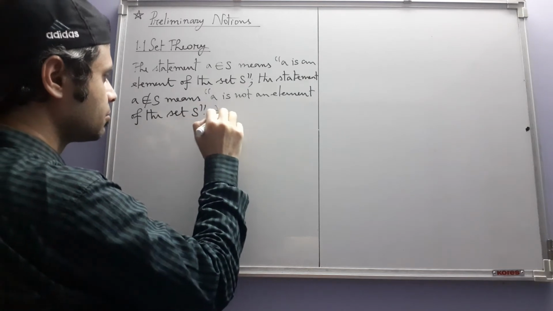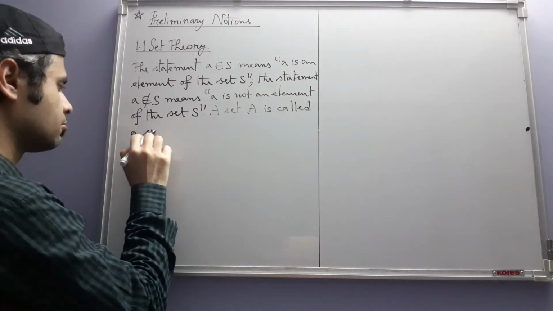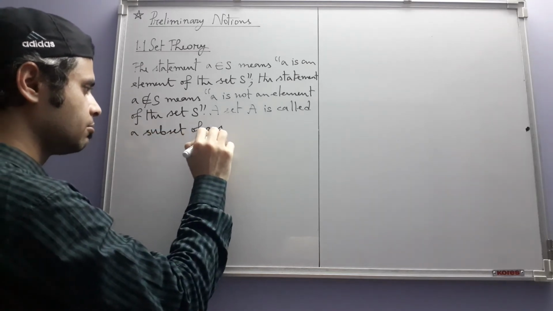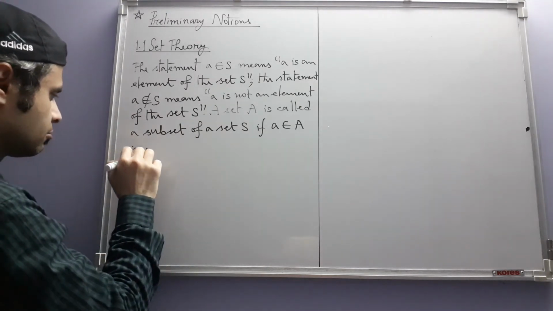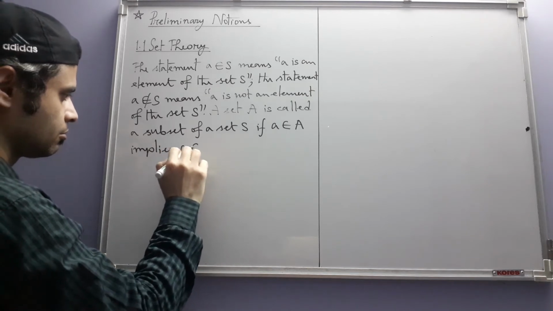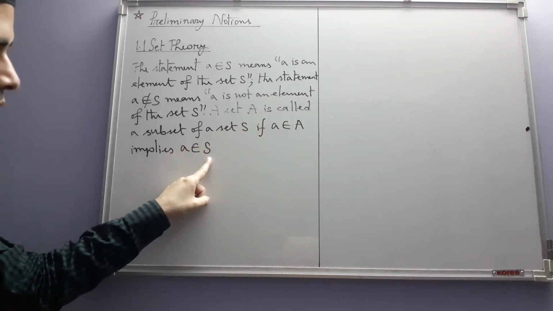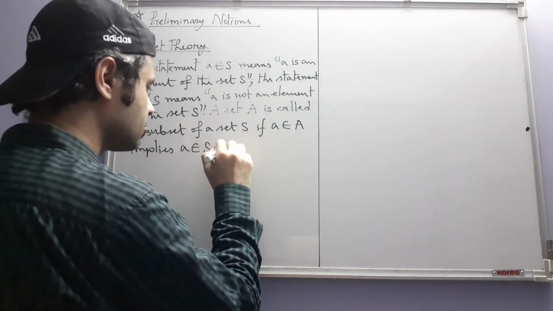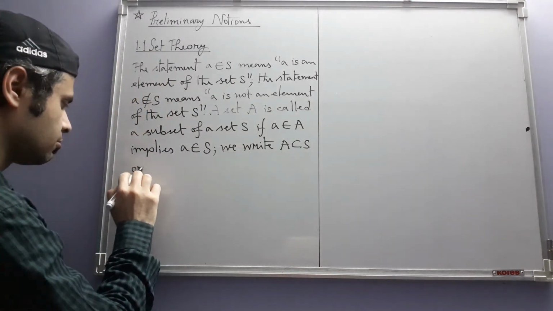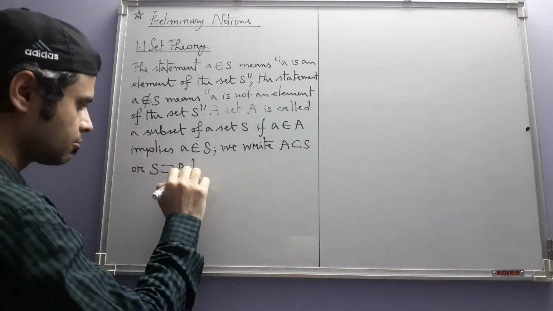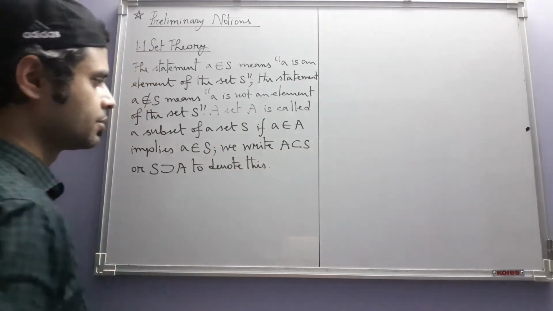Next, a set A is called a subset of a set S if a belonging to A implies a belongs to S. That is, if every element in the first set is also an element in the second set, we write this or this to denote this statement.